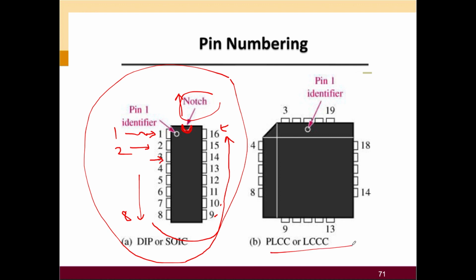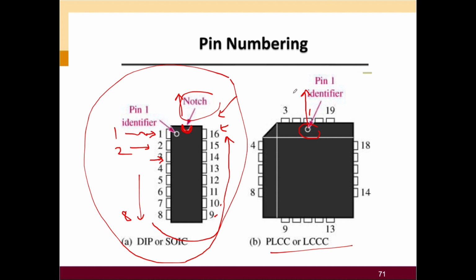Same goes to the PLCC or LCCC pin. They have their own numbering system. Over here it's quite different from the normal one, which is easier for this numbering method. But how does it look over here? There is a notch over here also. It will start, and you put it on top like this, and this is pin number 1.